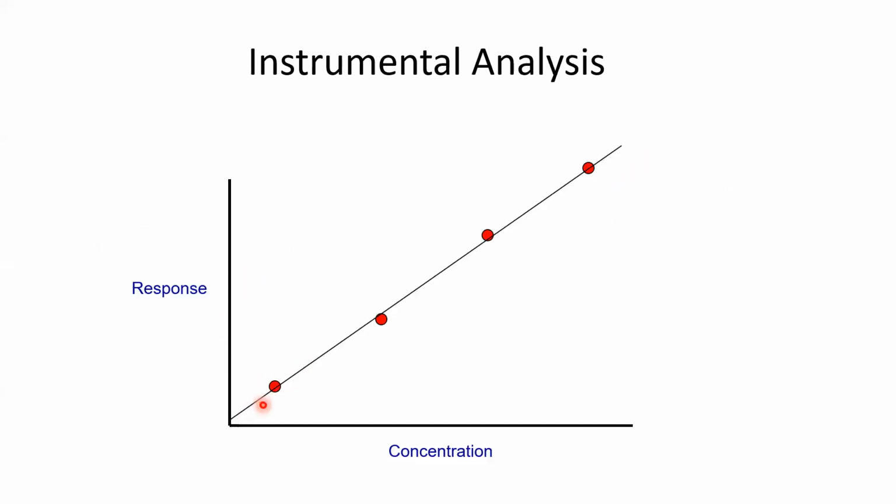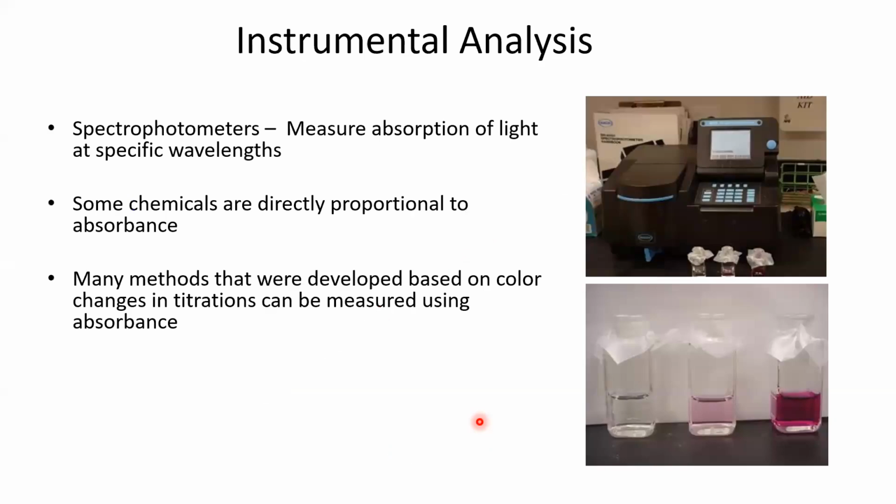Now you have an unknown sample. You bring the unknown sample, you get a response somewhere here, and you plot it. You come over here, drop that line vertically, and you get the concentration value. So this is how you measure the sample concentration.